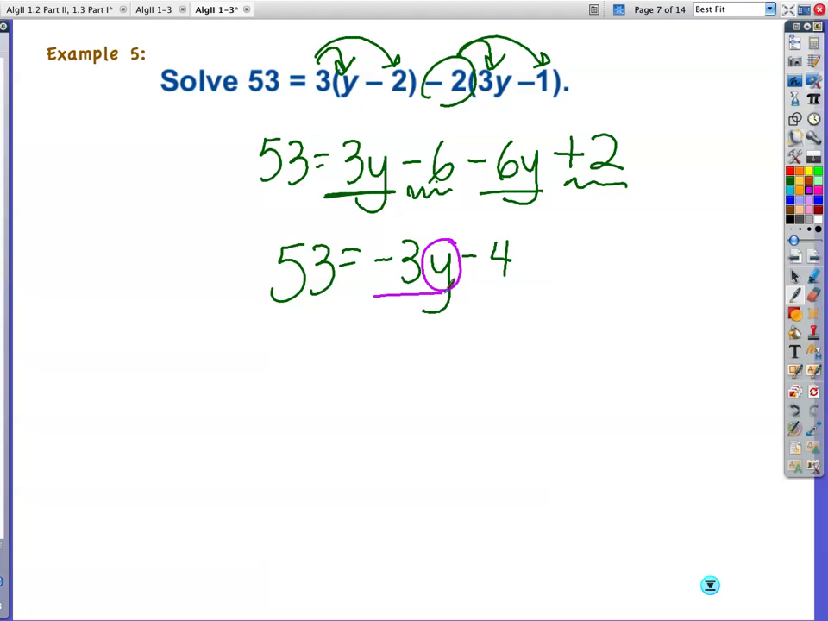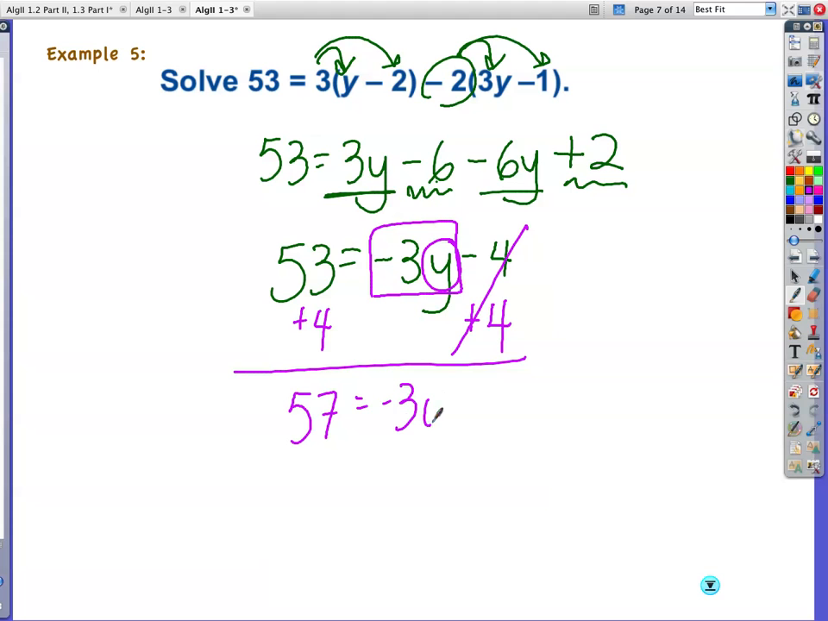Okay, and the y and the negative 3 are kind of connected. I always call that going out on a date. And here's your little brother. We'll get the little brother out of there. Who wants their little brother with them on the date? So the opposite of subtracting 4 would be to add 4 to both sides of the equation. Okay, this cancels, and now I have 57 equals negative 3y.